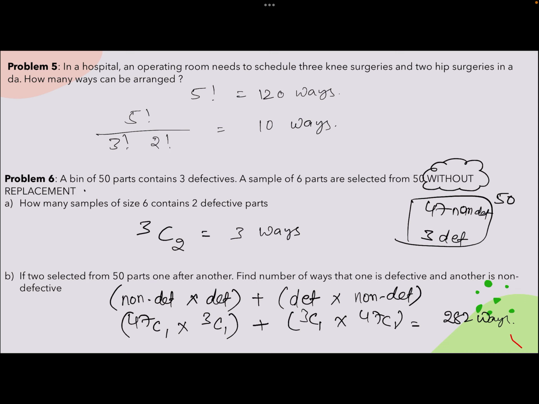The total number of ways of one defective and another non-defective is 282 ways.